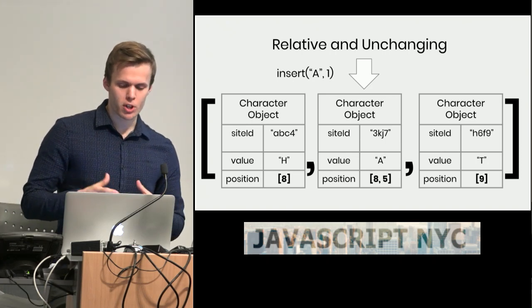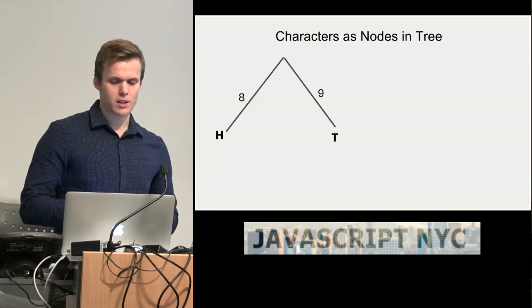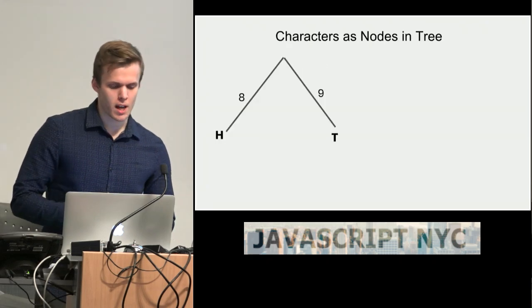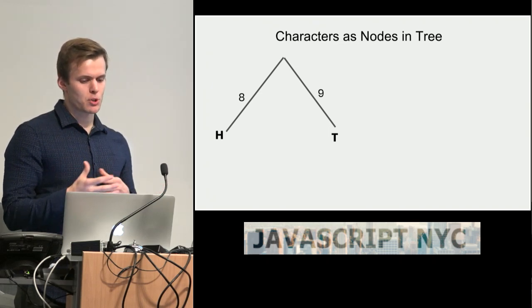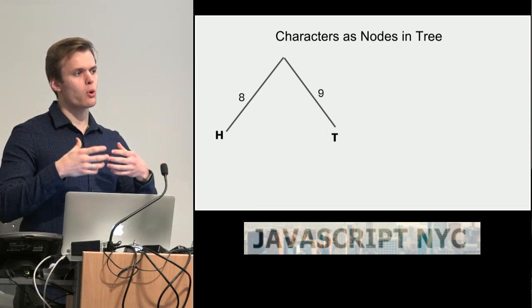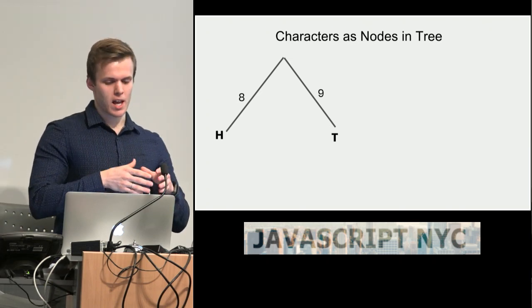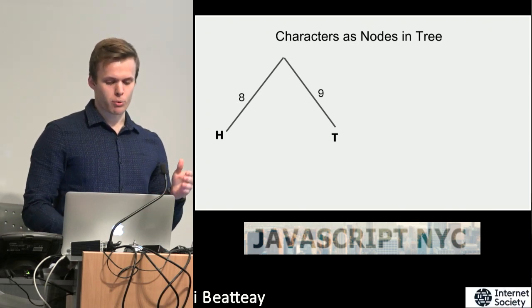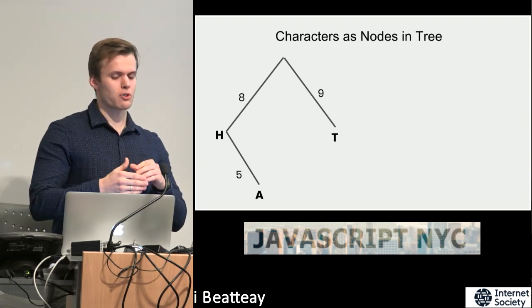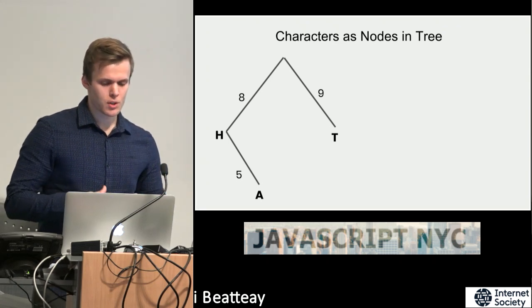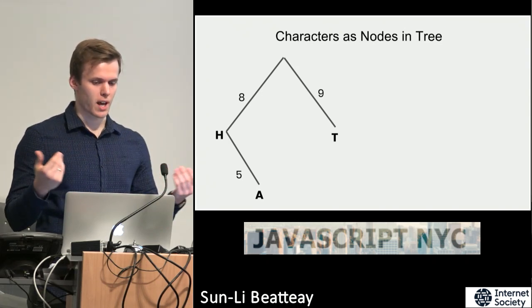Another way of looking at the characters in the document is like nodes on a tree. Back to our HT example, if I wanted to insert an A in between them, there's no whole number integer that comes between 8 and 9. So in order to generate a value in between them, I'm going to have to branch off of H and go to the next level of the tree and generate a number on the next level. Whenever you traverse the tree now in order, you get HAT, so you get hat.